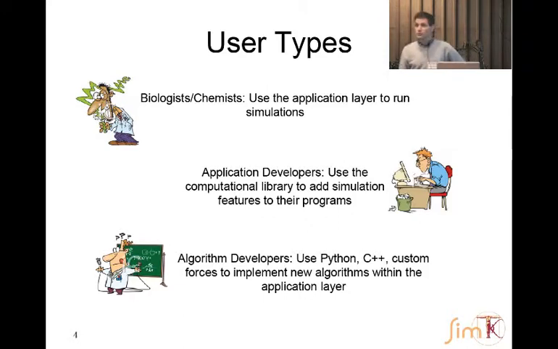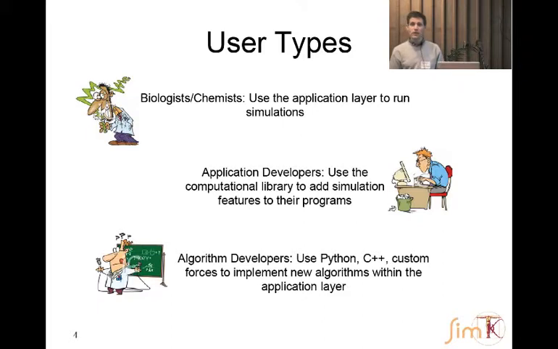Another important group of users is application developers. These are programmers who are writing their own applications, but they want to include simulation features in their applications. Instead of having to implement all these many, many different sorts of calculations themselves, they can just use the OpenMM library in order to perform these calculations for them.